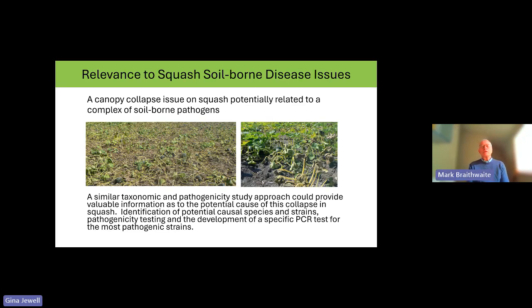So there is some relevance to the current soil-borne issues on squash with what we've done with the avocado. We could take a similar approach and identify everything that's associated with the roots, and then do pathogenicity studies and find out which ones are actually causing disease, because that's what's important. And from that, there's the potential to develop a more specific PCR test that can detect these pathogenic strains. So it might be the genes that cause the organism to be pathogenic on plants would be the better target than the organism itself.